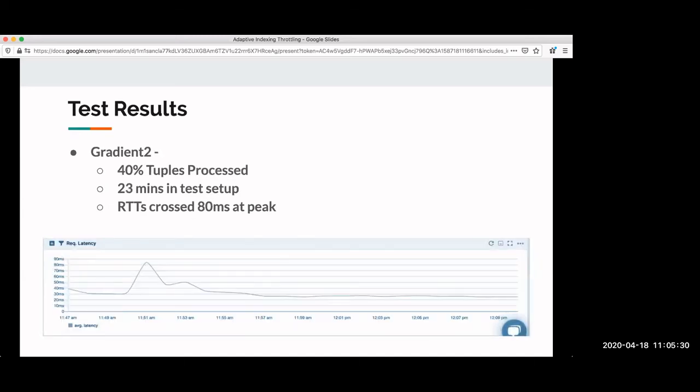Now, if you look at Gradient 2, this performed even worse. This was even more aggressive in reducing the limit, and only 40% of the messages were processed in 23 minutes in our test setup. And the response times are also worse than the other two. The response times reached 80 ms at their peak.